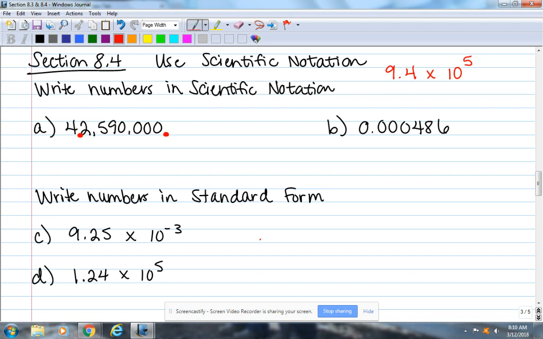So our new decimal is 4.259. So you keep writing the digits until they start being all zeros. And then you do times 10 to a power. And to count the power, you check how many times you move the decimal. So we're moving it 1, 2, 3, 4, 5, 6, 7. Y'all agree? I'll agree at 7. So this number, 42,590,000, is the same thing. It's 4.259 times 10 to the 7th power. Numbers that are larger than 1 have positive exponents.